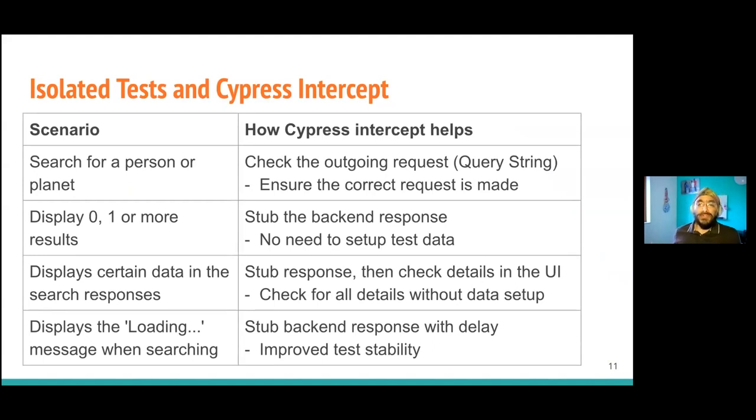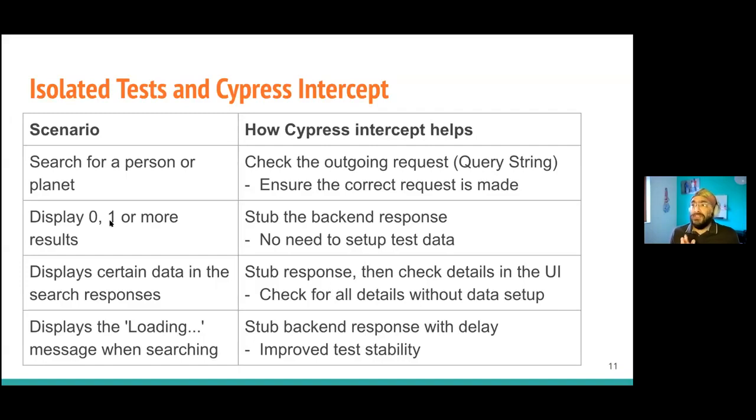So we are going to ensure the correctness of the request that is being made, so that we know that the right request was made with the right parameters, the right query string parameters, or the right payload. The next scenario is you can display 0, 1, or more results.